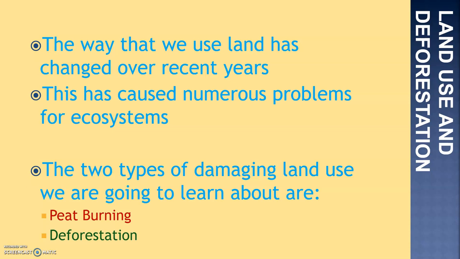Now the interesting thing is the way we use land has actually changed over the years, and I believe you can all agree with me, because a long time ago people used land for farming, and now things are changing. Things are becoming very, very industrial, and this has literally caused a problem on our ecosystem. This is very important, because there are two types of damaging land use that we're going to learn about: peat burning and deforestation. Two main things we're going to learn about.